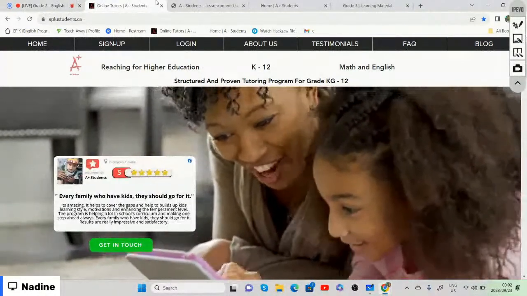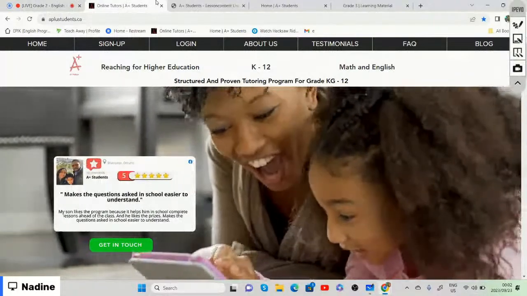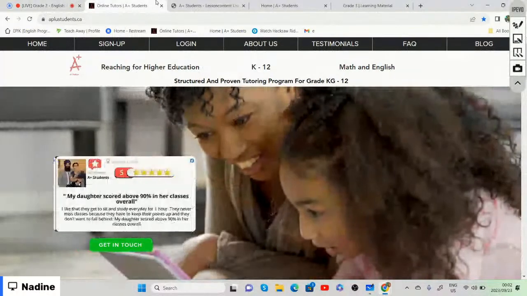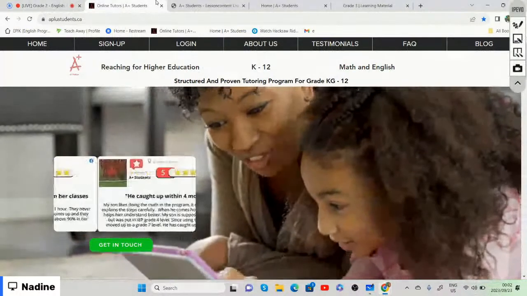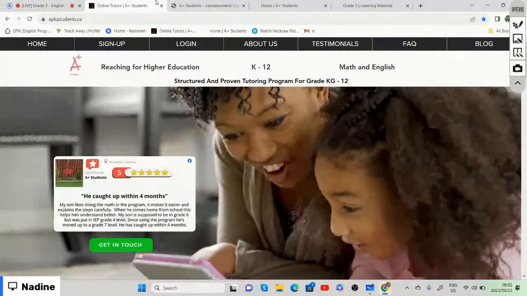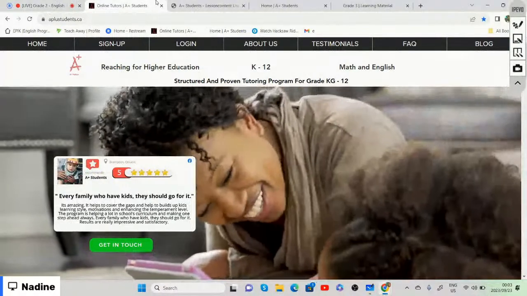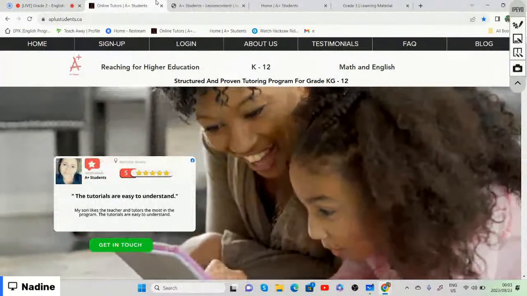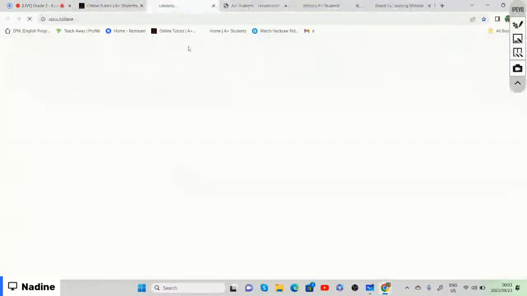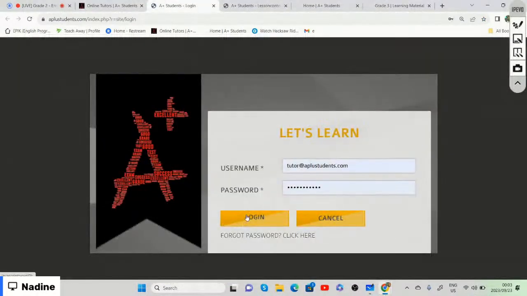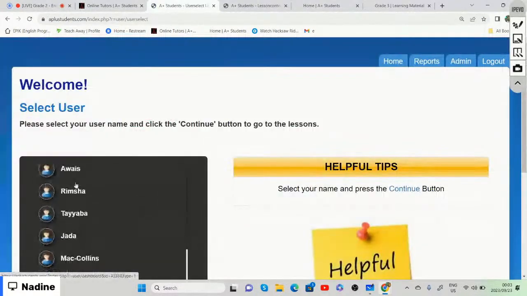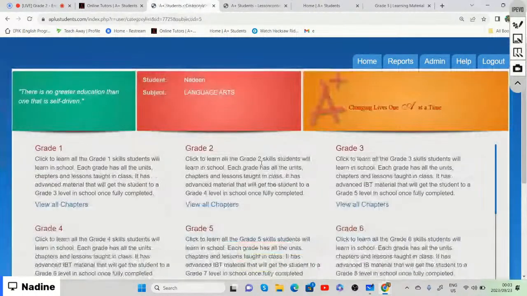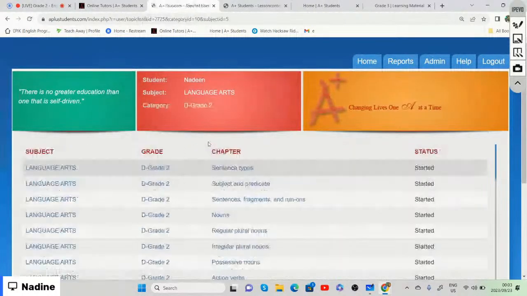And before we start, you're going to log into aplusstudents.ca. You're going to log in with your username as well as your password. Once you've logged in, you're going to select the subject of language arts. And you're also going to select grade 2 because we are going to be doing grade 2 today.